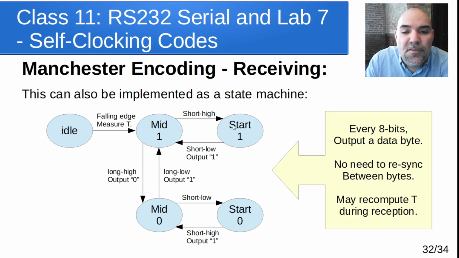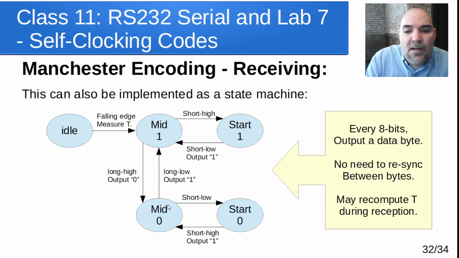If we have a short pulse that's high, we have a logic 1. We get a short pulse that's low, we output that one. So this gets us to the start of the 1, this gets us to the middle of that 1. And notice we're always outputting it when we reach the middle. So then if I have a long output high, I go to the middle of 0 and I output a 0. So it's always going into these two that I'm actually performing an output.